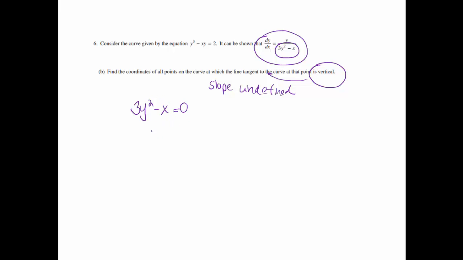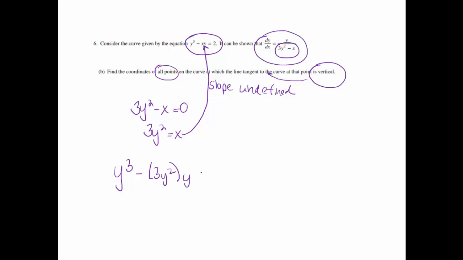And then I'm going to add x to both sides, so I'm going to end up getting 3y squared is equal to x. So whenever x is equal to 3y squared, that would be where the tangent line will be vertical. It does say to actually find those points. So I have this equation that has 2 unknowns, and I have this equation up here that has 2 unknowns, so I can put those together. I'm going to substitute this in where I see an x. So I'm going to have y cubed minus my x, which is 3y squared, times y equals 2.